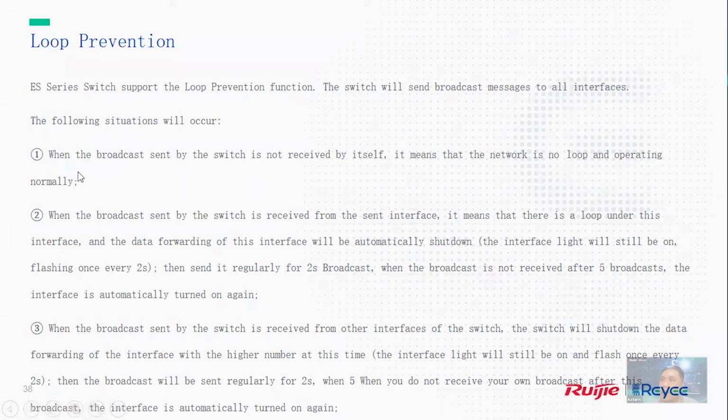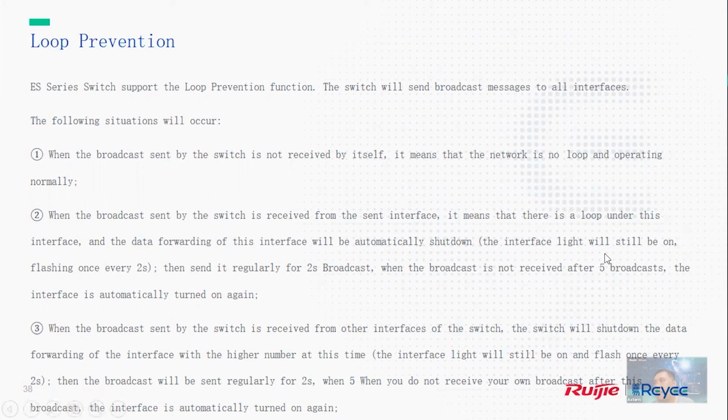Here is how we detect a loop for each port. Our port keeps sending broadcast traffic out. Once the broadcast traffic is detected coming back to our switch, it means your network has a loop. When the broadcast sent from the interface is forwarded back to the interface itself, the switch will automatically shut down the port to prevent the loop.